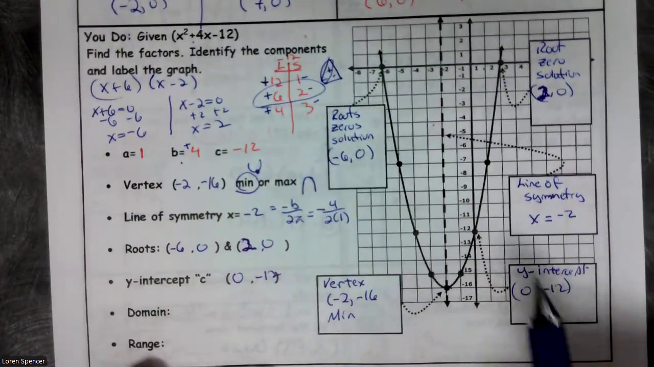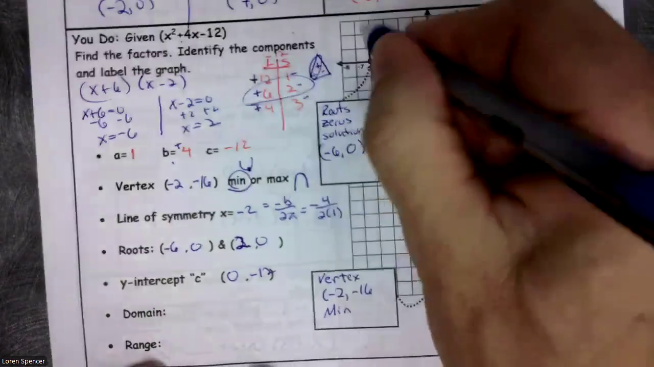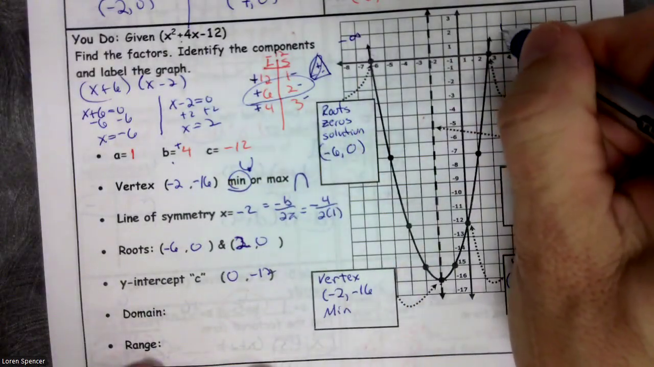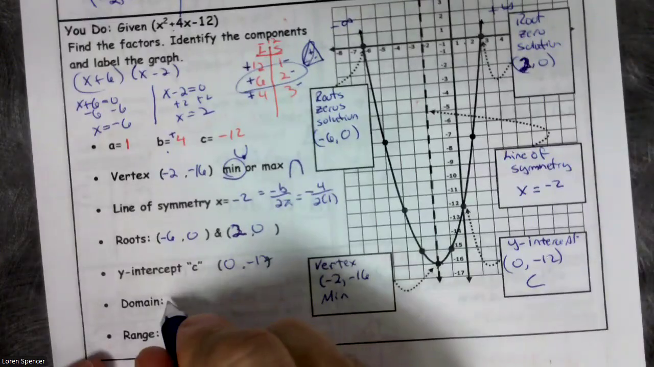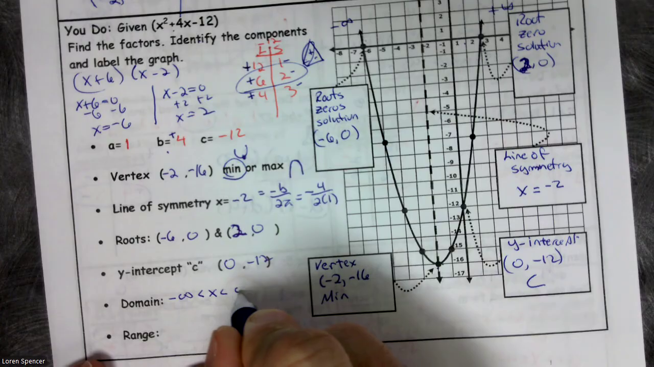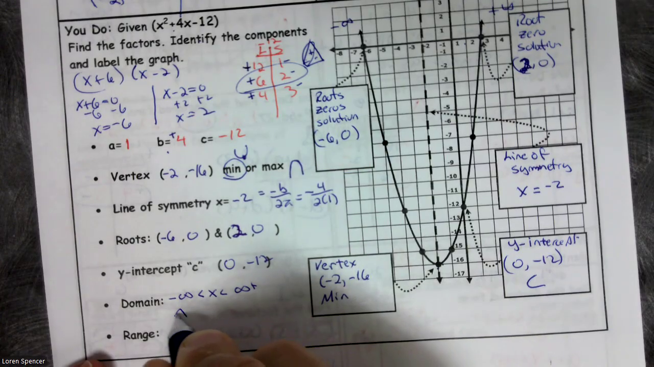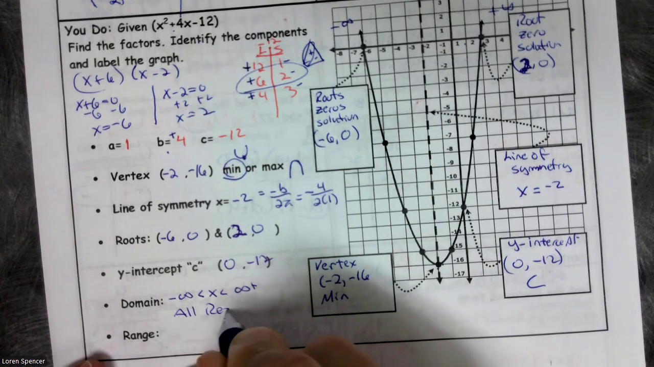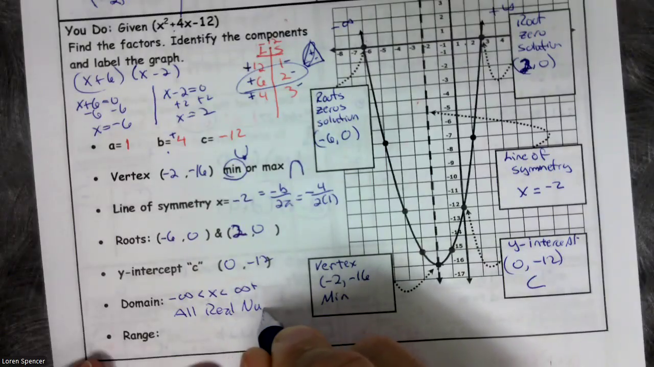And then finally, the domain. Well, this goes to -infinity because it has an arrow. This goes to positive infinity. So our domain is -infinity less than x less than positive infinity. Well, we don't say that. We say all real numbers.